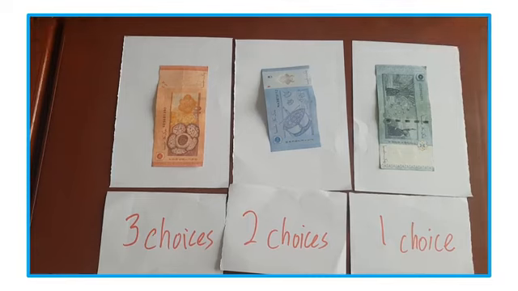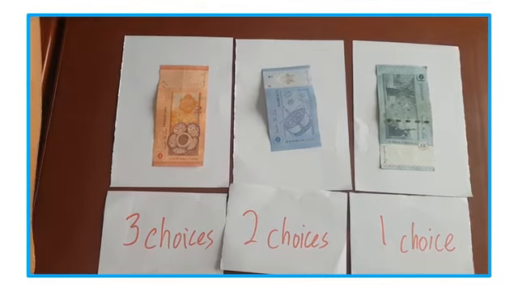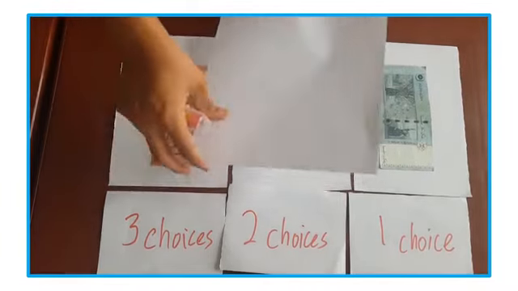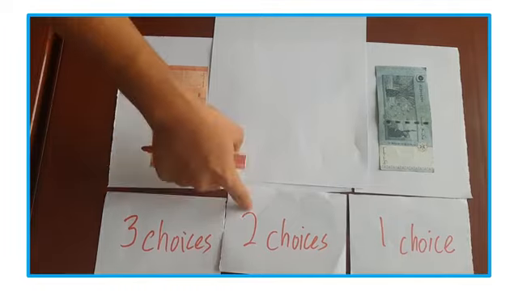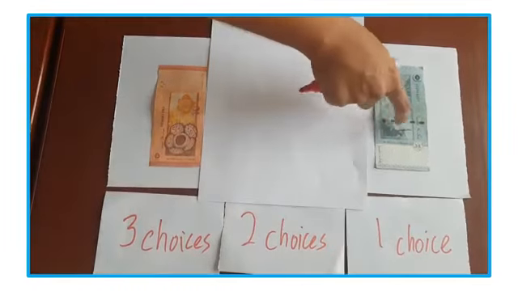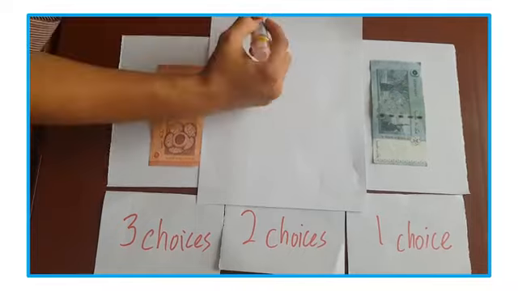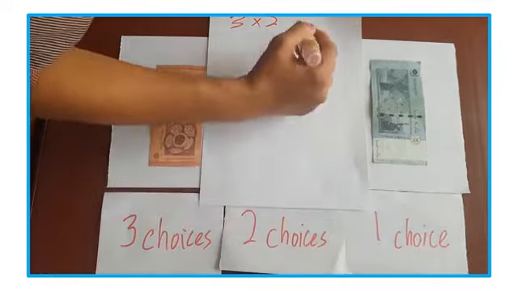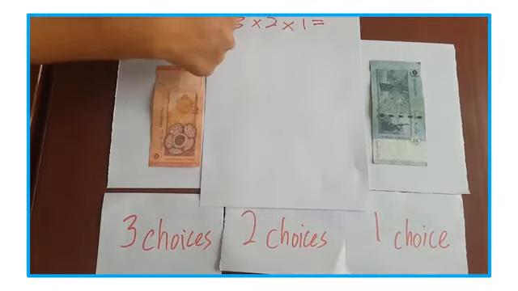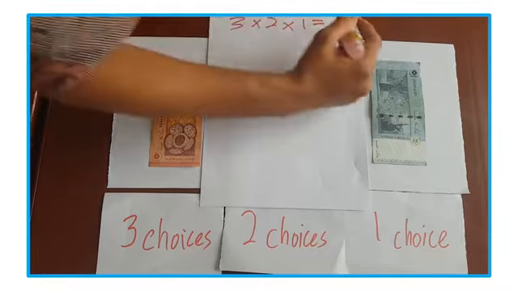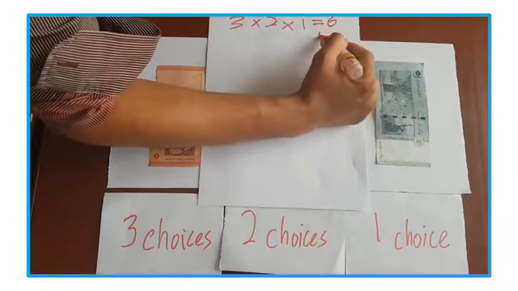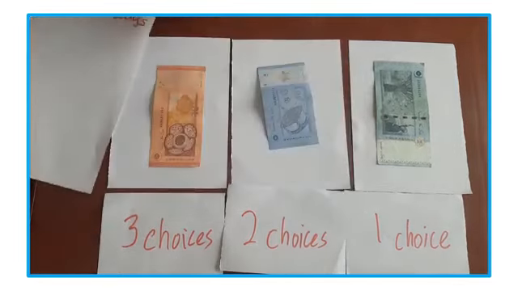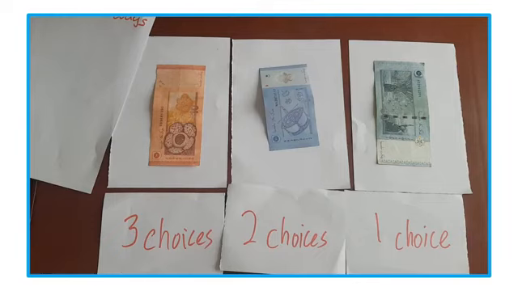So how to calculate how many ways? We have 3 choices, 2 choices, and 1 choice for the last place, which means we can put 3 times 2 times 1. So 3 times 2 is 6, times 1 is 6. Meaning we have 6 ways to arrange these 3 different color of knots.